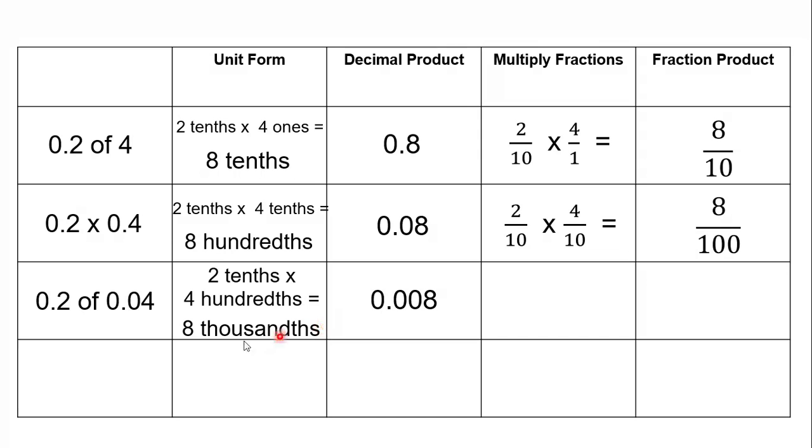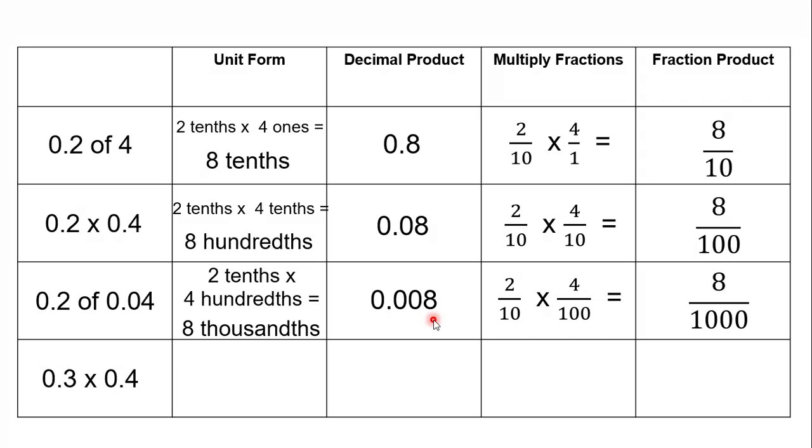We can also rewrite both of these decimals as fractions. 0 and 2 tenths can be rewritten as 2 over 10, and 4 hundredths can be rewritten as 4 over 100. Then we just multiply across. 2 times 4 is 8. 10 times 100 is 1,000. So 8 thousandths is the same as 0 and 8 thousandths.